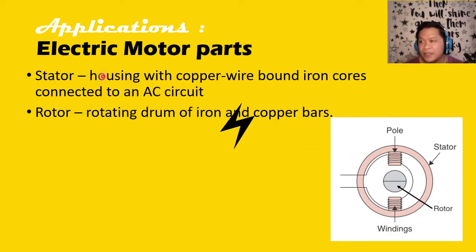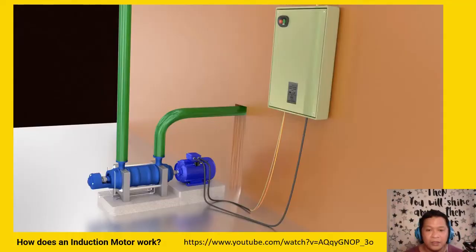So the stator is the housing with copper wire bound iron cores that is connected to, in this case, the AC circuit for an AC motor, while the rotor is the rotating drum of iron and copper bar, so the spinning part. That of course makes whatever it's attached to spin as well and operate your equipment. So here's a video you could watch. The link is there, and I'll try to put it as well in the UVLE page so that you can understand more how a motor works.